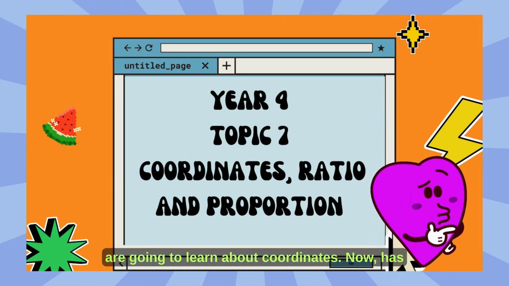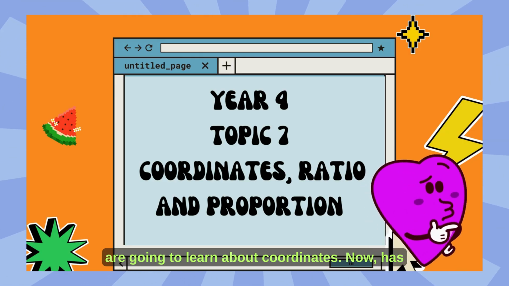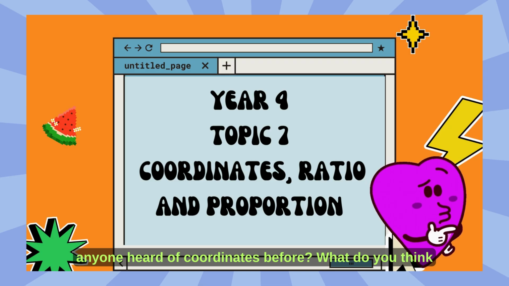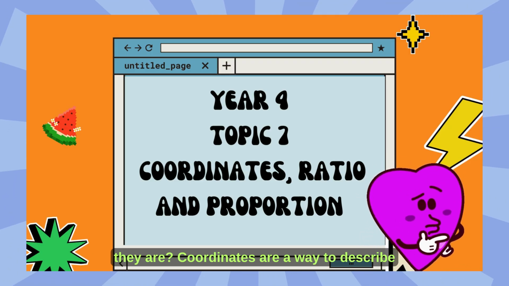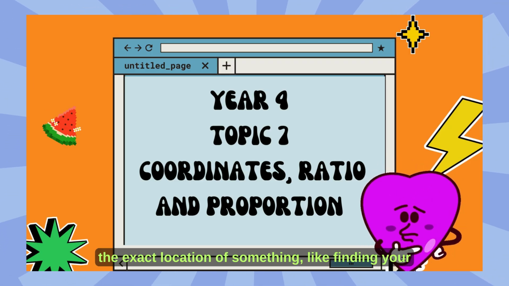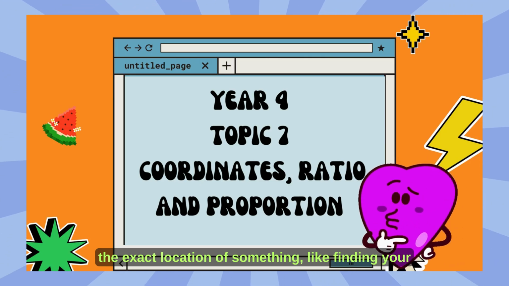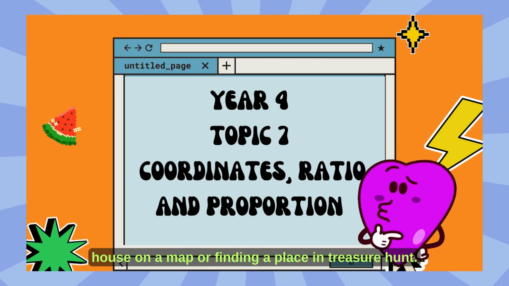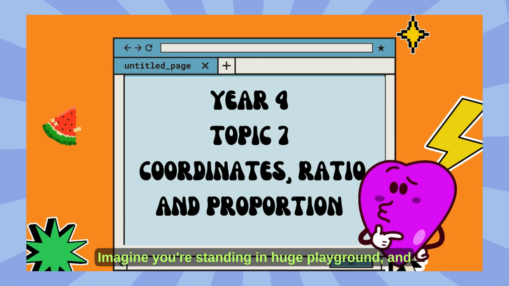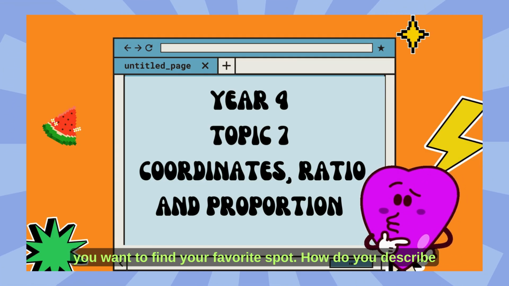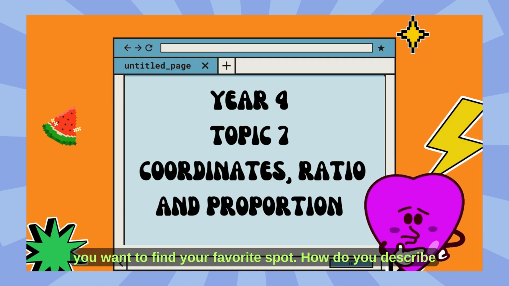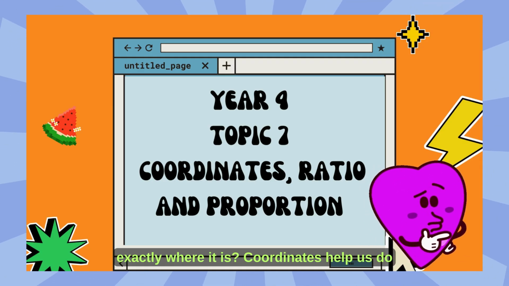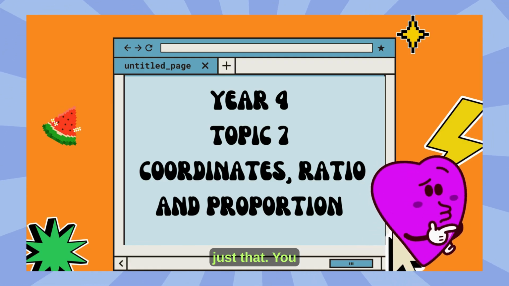Today, we are going to learn about coordinates. Now, has anyone heard of coordinates before? What do you think they are? Coordinates are a way to describe the exact location of something, like finding your house on a map or finding a place in a treasure hunt. Imagine you're standing in a huge playground, and you want to find your favorite spot. How do you describe exactly where it is? Coordinates help us do just that.